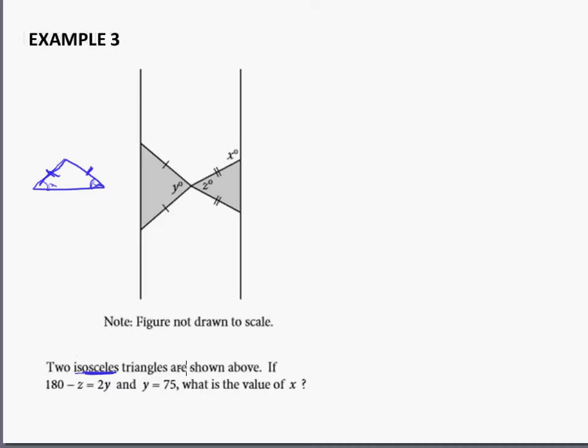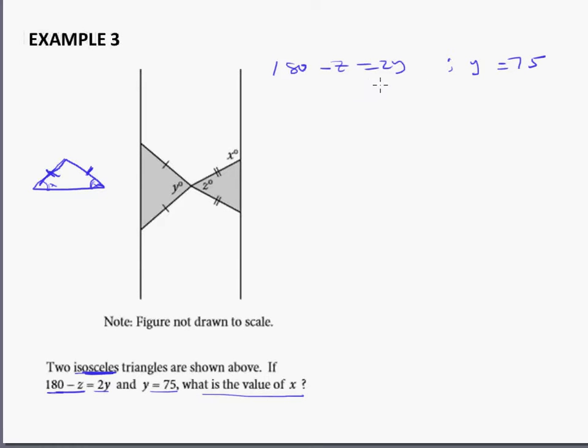But we have two isosceles triangles, and if 180 minus z is equal to 2y and y is 75, what is the value of x? Okay, so x is sitting somewhere here. We need to find the value of x, and we have z, we have y. But they also gave us a definition. They say 180 minus z is equal to 2y, and then y is equal to 75.